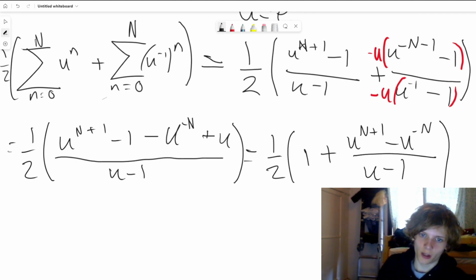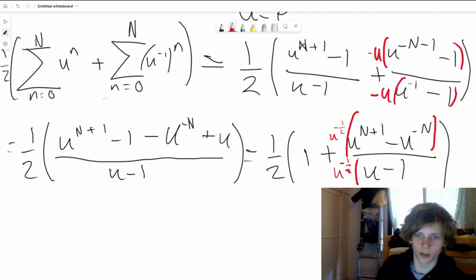Perfect. Okay, and the last step, now I think this is the most unintuitive step in the whole thing, to be honest. What we're going to do is multiply the top and the bottom by u to the negative 1/2. And you might say, well, look, you're just timesing by the reciprocal of the square root of u. How is that going to help?